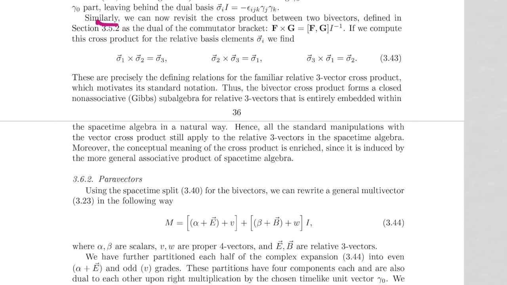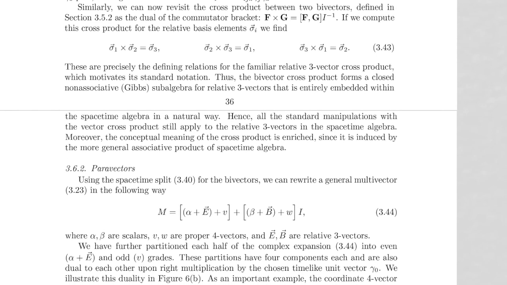Similarly, we can now revisit the cross product between two bivectors defined in section 3.52 as the dual of the commutator bracket. I don't want to go all English teacher on this, so I'm going to just ignore how annoying that sentence is. But we should go back to 3.52 and see what they're talking about. The dual of the commutator bracket is defined as this cross product. So let's check that out real quick. And that is right here. Oh yeah, I remember this.